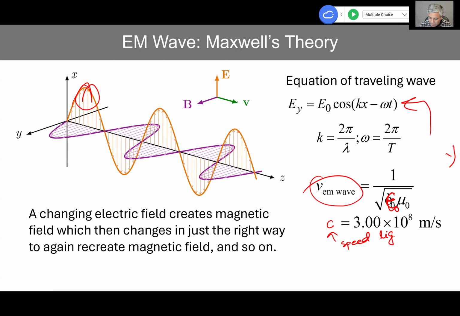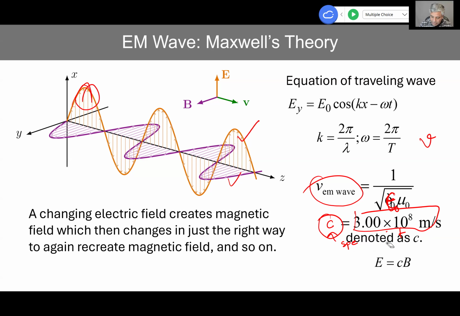Often for speed we use lowercase v, right? But when it is an electromagnetic wave, it is fixed, we know, and because of that, we use lowercase c to denote it. And these oscillating electric field and magnetic field are related to each other through the same c. So that is E equals c times B.